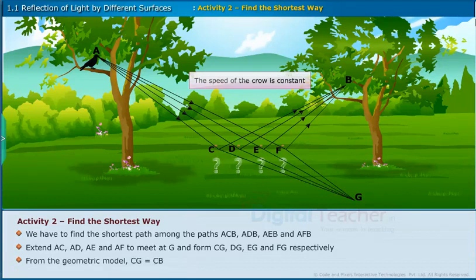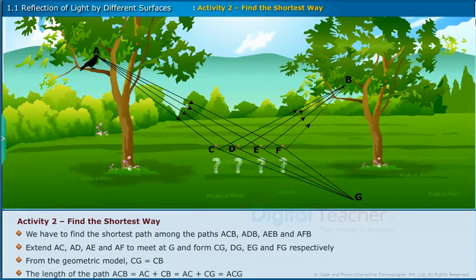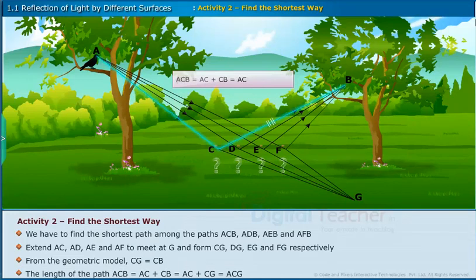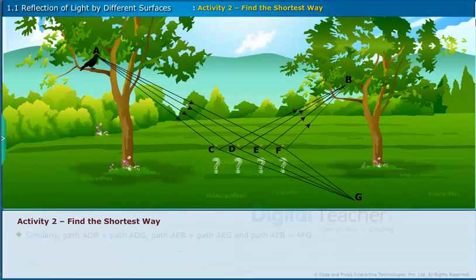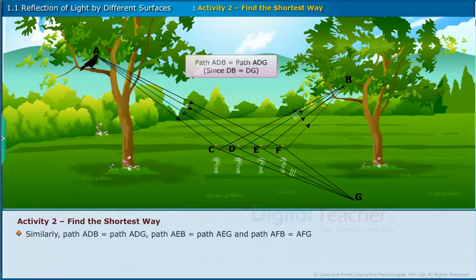From the geometric model, CG is equal to CB. The length of the path ACB is equal to AC plus CB, which is equal to AC plus CG, which is equal to ACG. Similarly, path ADB is equal to path ADG, path AEB is equal to path AEG, and path AFB is equal to AFG.